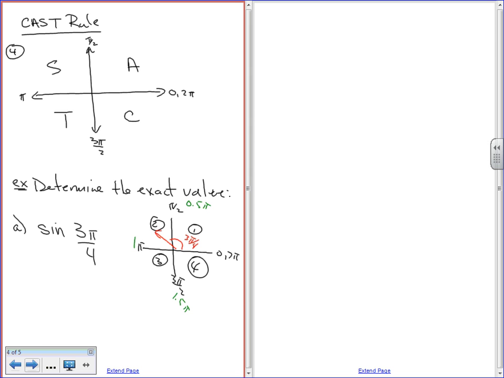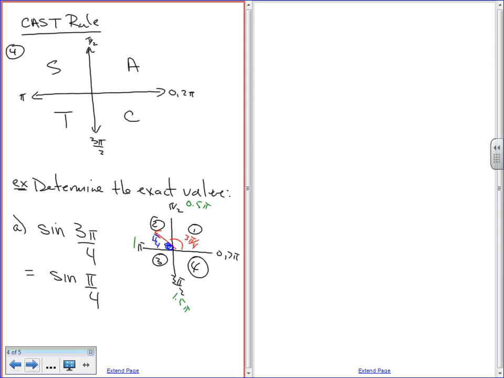So the angle in standard position is 3 pi over 4. I want to figure out that related angle. What's the size of that angle? The related angle will always, and this will save you some time, be pi over the denominator. Always. Okay? So the sine of 3 pi over 4 is the exact same answer as the sine of pi over 4. The only thing you need to do now is use your CAST rule to figure out if your answer is supposed to be positive or negative.